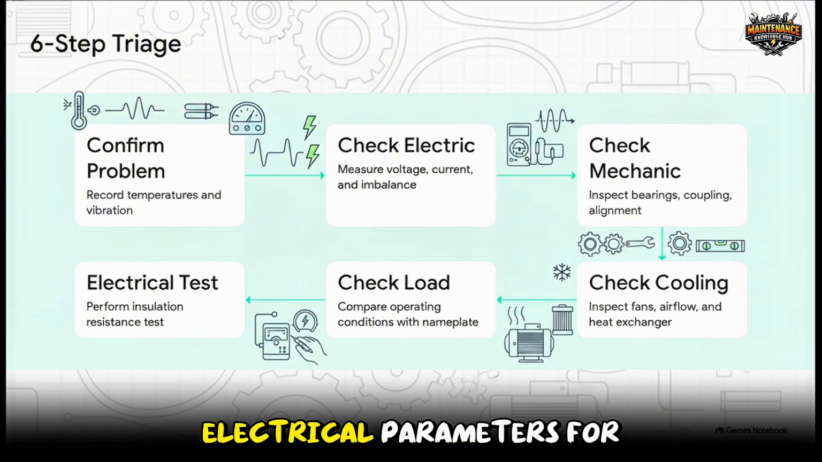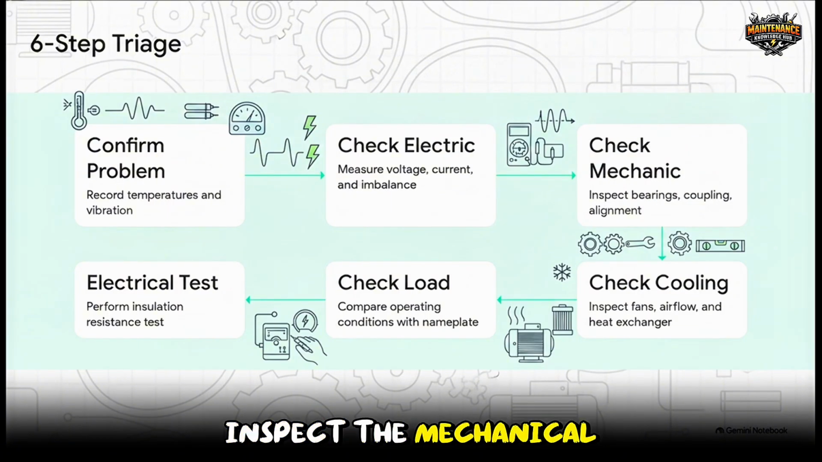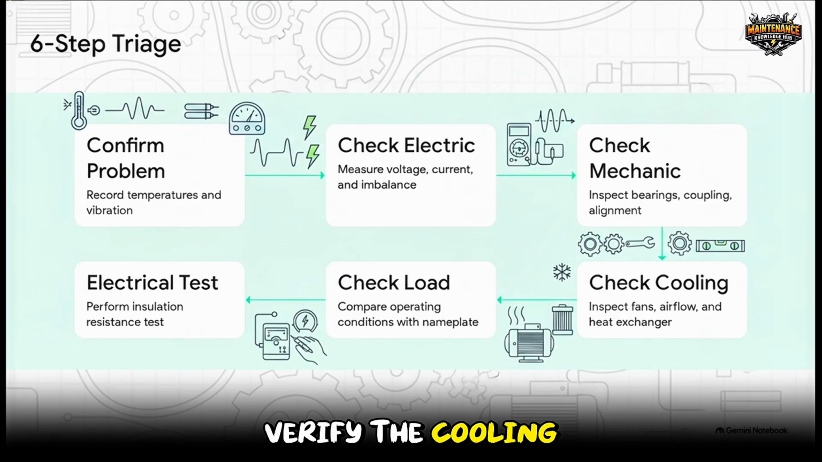We check the electrical parameters for imbalances, inspect the mechanical bearings and alignment, verify the cooling airflow, and compare the actual load against the motor's nameplate. If all else fails, then we dive into deeper electrical testing. It's a strict 6-step process that just takes the guesswork completely out of the equation.